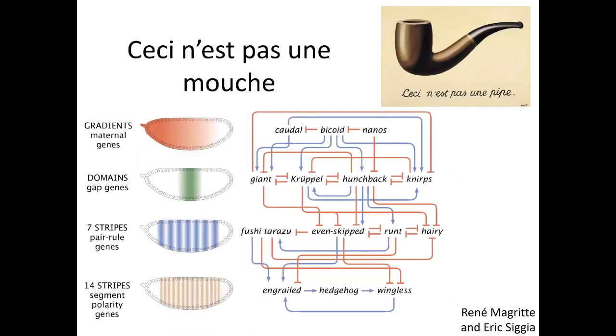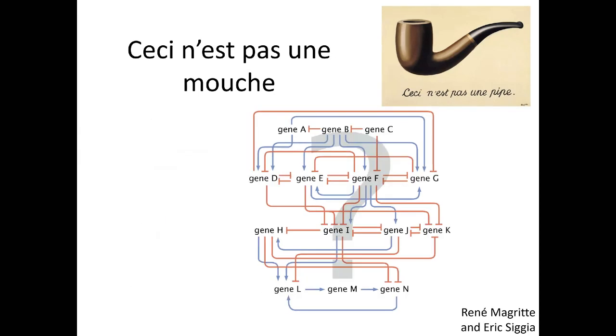Yet I have a complaint. And that complaint is that just like this is not a pipe, this is not a fly. And what I mean by that is if I change the names in this network and I give it to the world's experts on flies, they would have a hard time telling me that this is going to give you a fly. You cannot calculate a fly out of this network description.